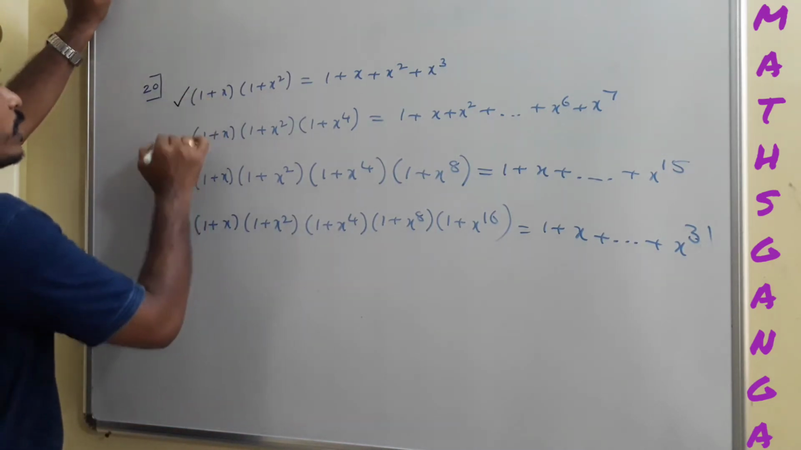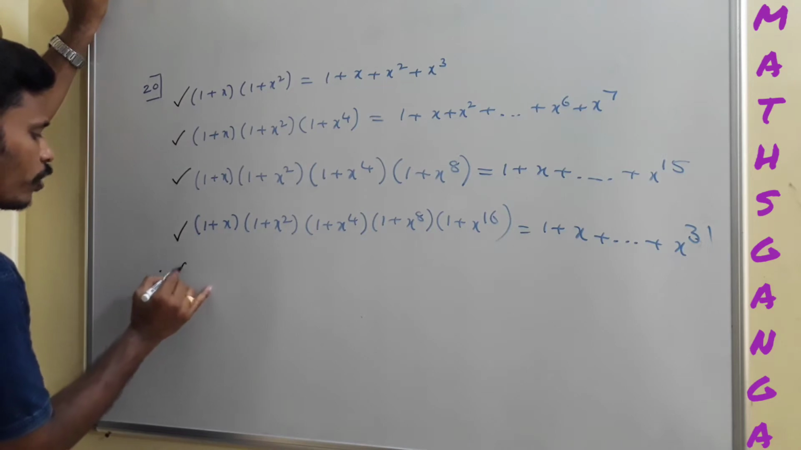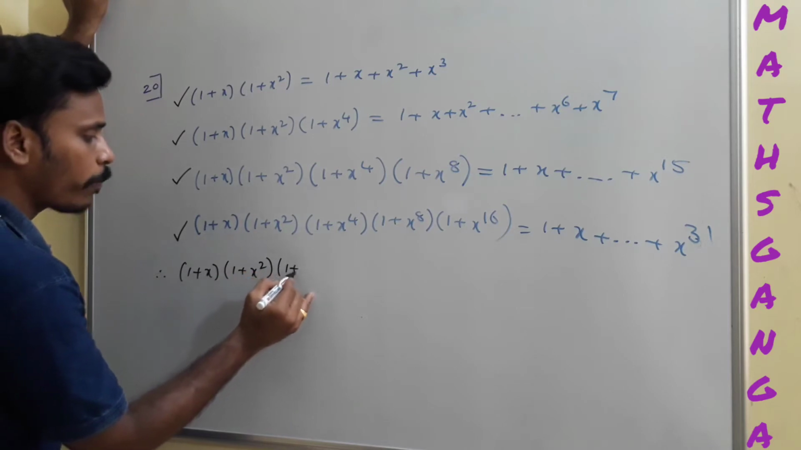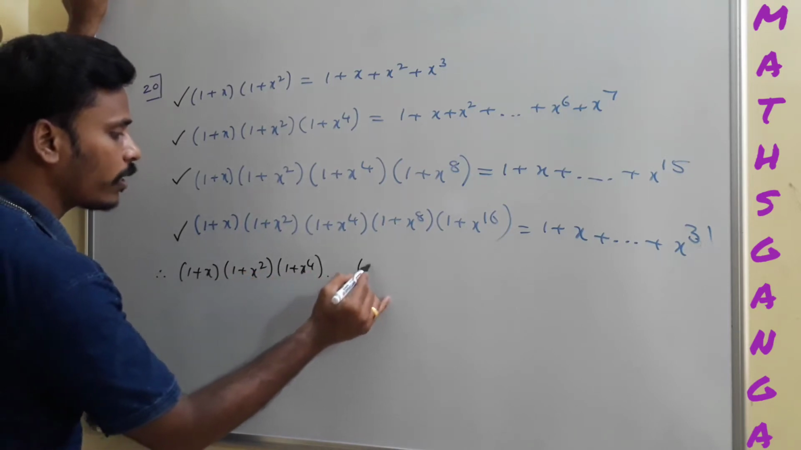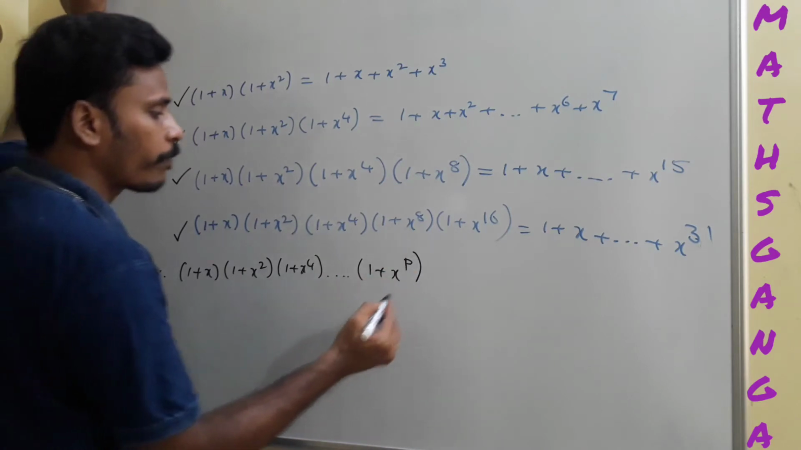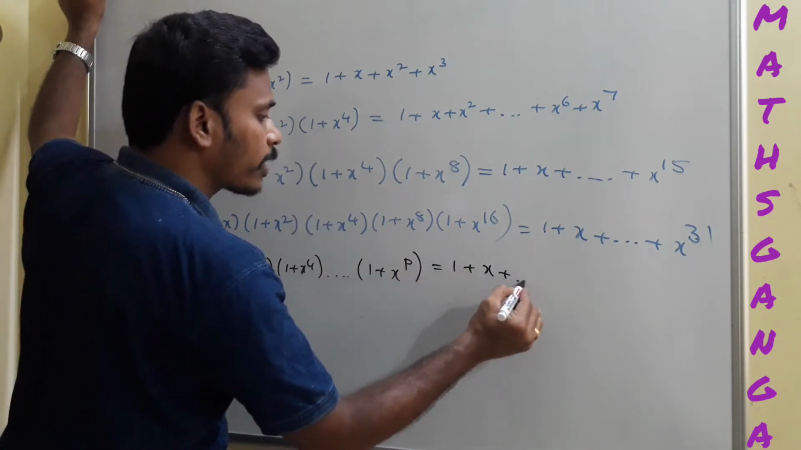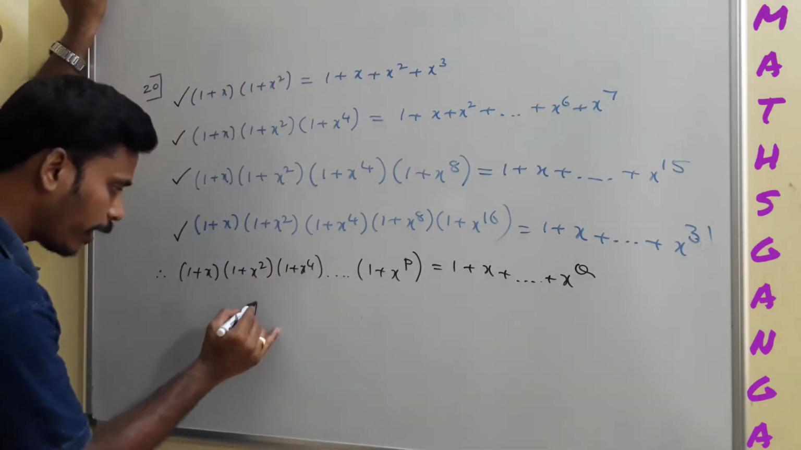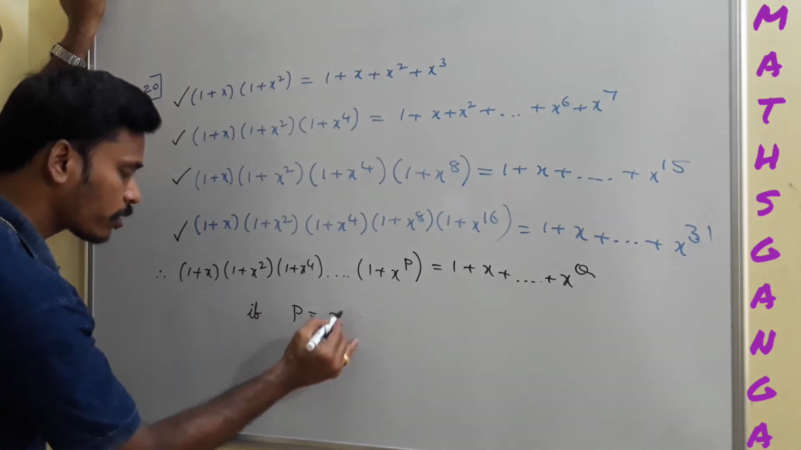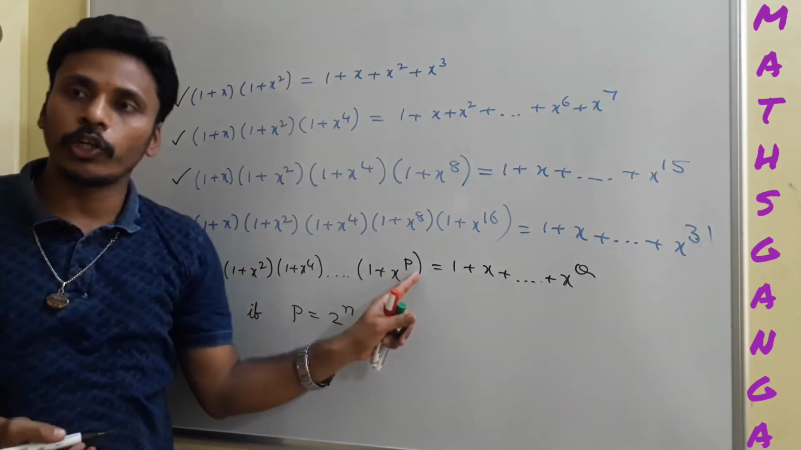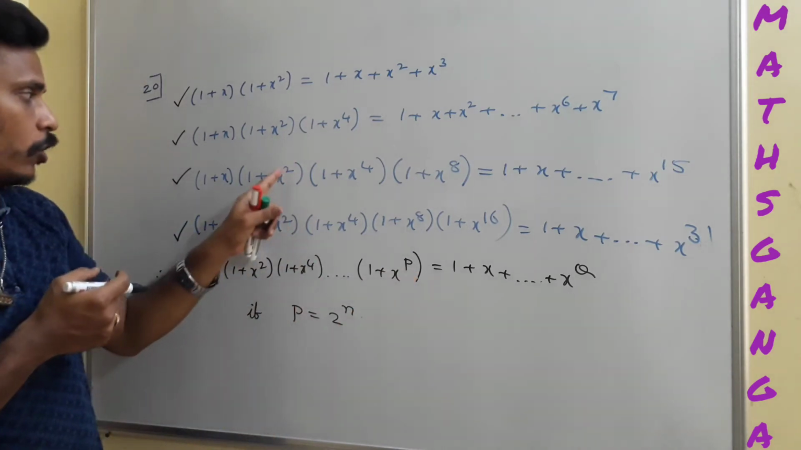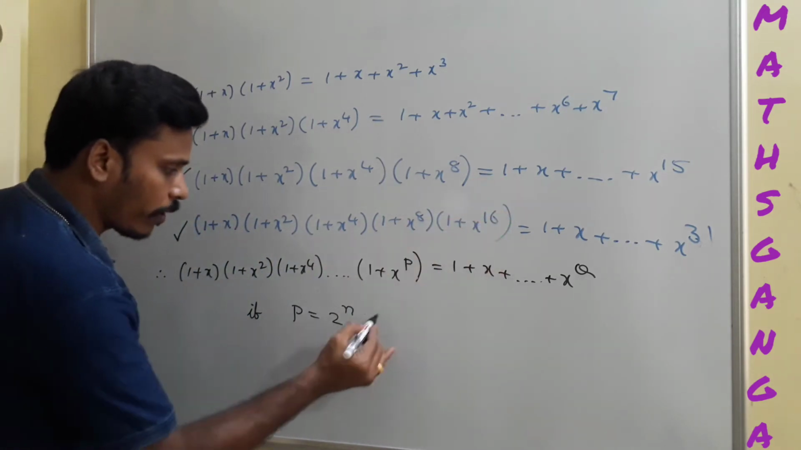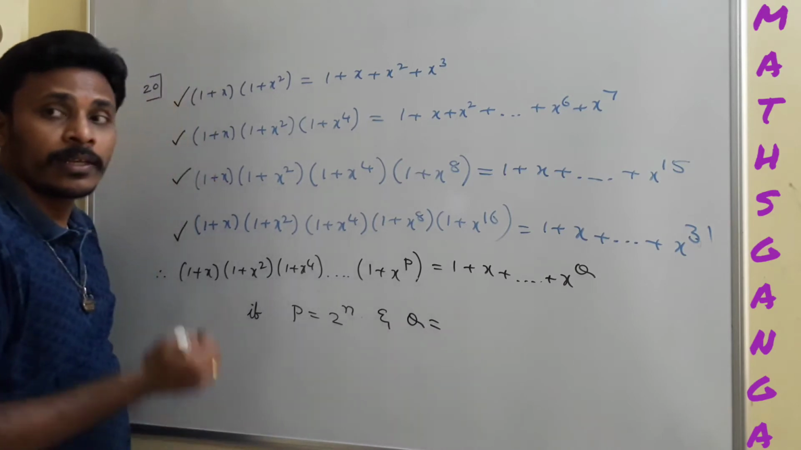So if you observe all these things, at the end I will generalize one situation: (1 + x)(1 + x^2)(1 + x^4) and so on up to (1 + x^p) is equal to 1 + x + and so on + x^q, which is possible if p is equal to some 2^n. See how much you need to take, just like up to 2^n, like 2 square, 2 cube, 2 power 4, 2 power 5, like that. If p is equal to 2^n and q is, just analyze it.